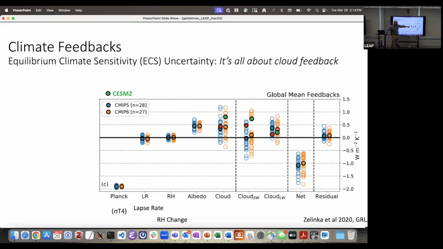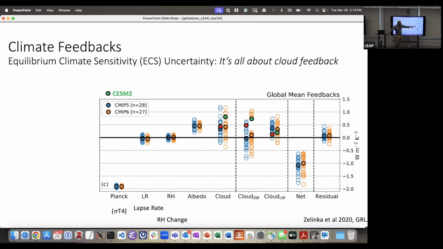And then you'll notice this is the cloud feedback. And these are different models. These are 2 generations of climate models. And I put CSM2 on here, which is this dot right here. You'll notice all the spread in these things across models for 2 generations is in the cloud feedback. That's where all the uncertainty lies.